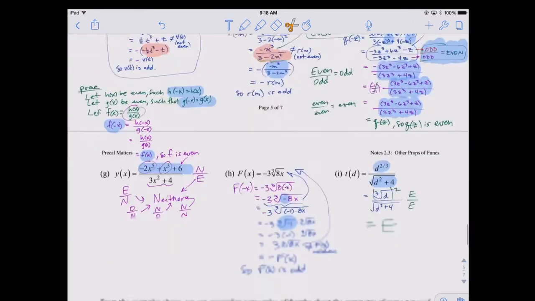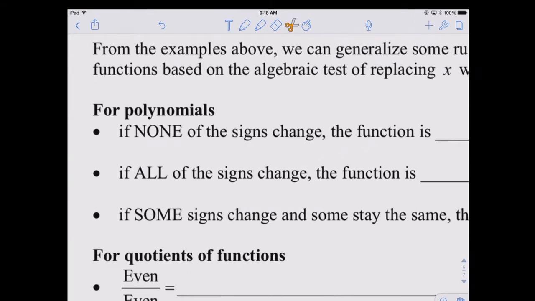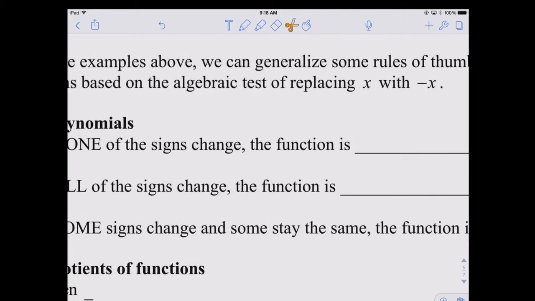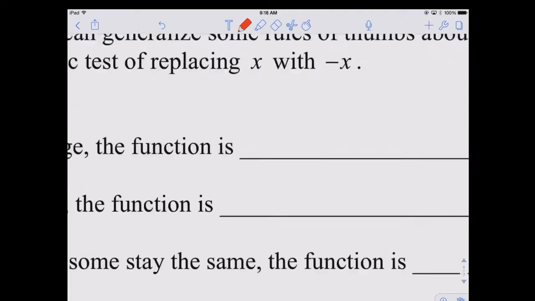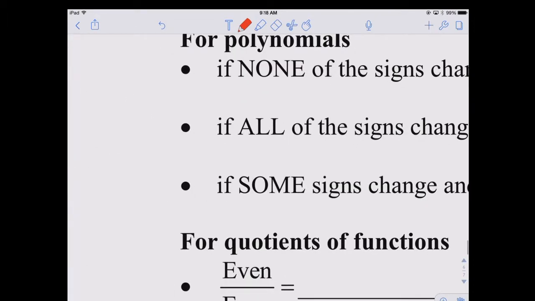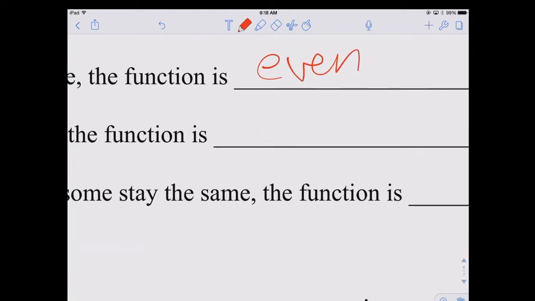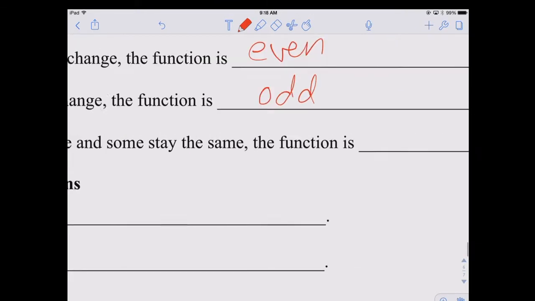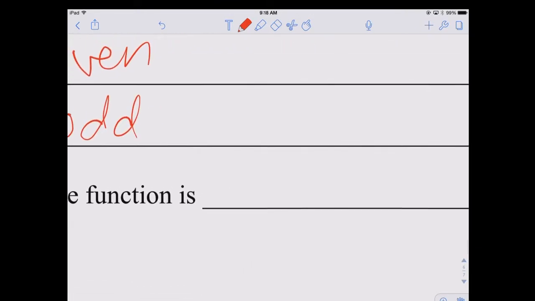Okay, so let's summarize that down here. For polynomials, this is just for something that is multiple terms. If none of the signs change when you replace x with negative x, then the function is what? Even. And if all of the signs change, then the function is odd. And if some signs change and some stay the same, then the function is neither, even nor odd. Neither. We call it a neither function.